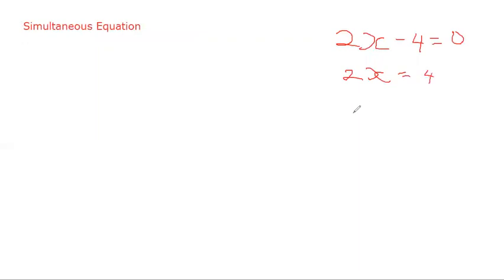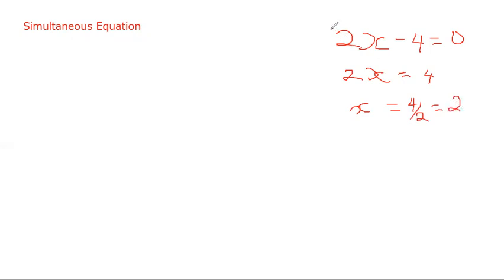When we say simultaneous equation, you're actually talking about looking for the answer to two unknowns. Let me give an example. Like I told you yesterday, if I have 2x minus 4 equals 2, then 2x is equal to 4, and x will be 2.